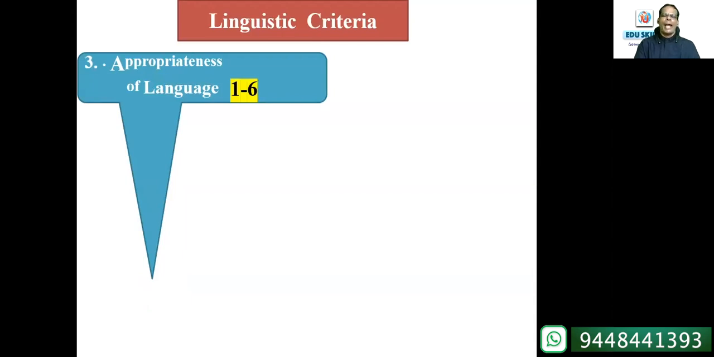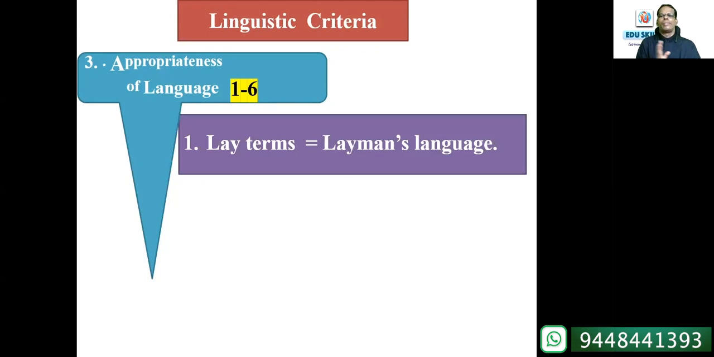And appropriateness of language. Appropriateness of language means, simply speaking, English; you don't need to use any jargon over here. You don't require technical terms. Most of the time, you are speaking to a patient, a common man, or to a parent or guardian of the patient, where you need to use layman's words, layman's speech, common man's language. So that is called appropriateness of language. Lay terms, layman's language should be used. Your communication should be understood by the person with whom you are communicating.